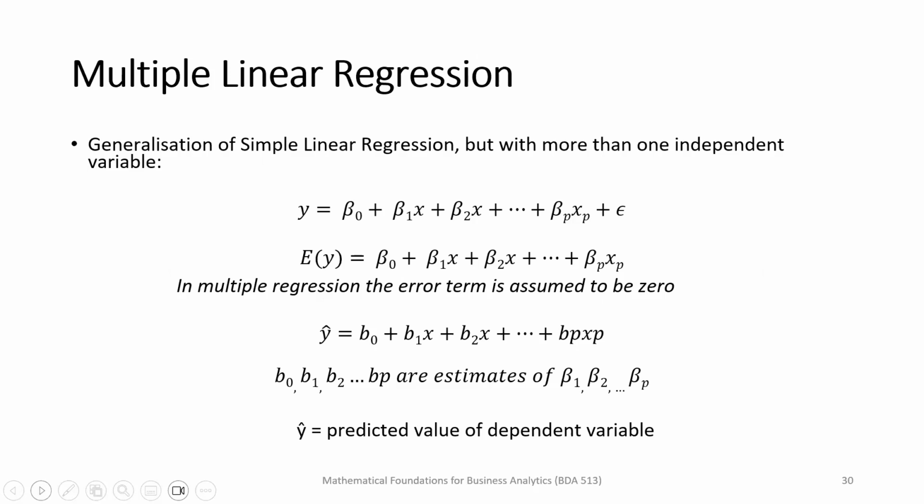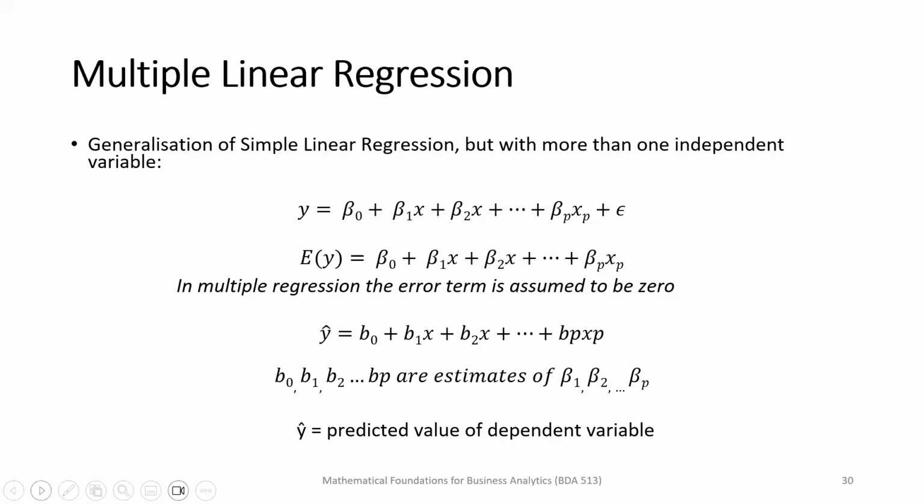Any question about it? Simple linear. It's the same concept we are going to use for the multiple linear regression. With the multiple linear regression here, we don't have just one independent variable. We have so many independent variables. One assumption of multiple regression is that the error term is assumed to be 0.